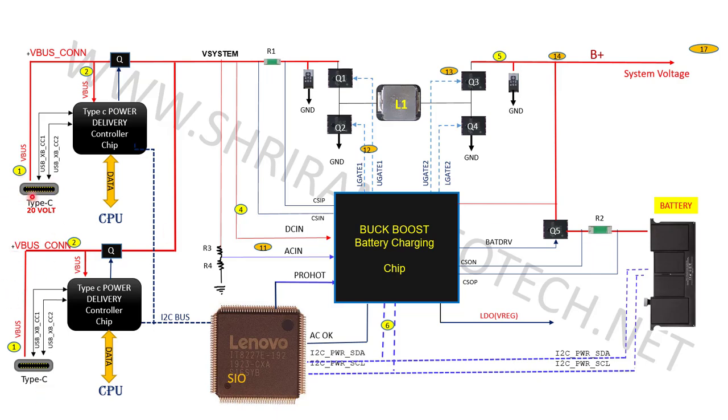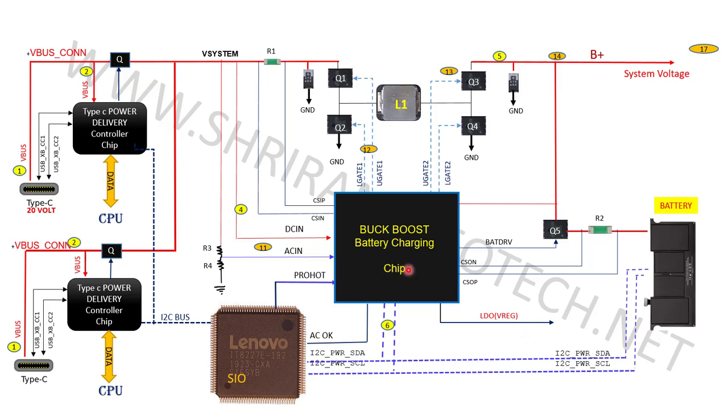When we remove the adapter from both sides, suppose we don't connect the adapter here or here, then the battery voltage, which is 13 volts, will pass through this Q5 MOSFET, and this voltage will come across here and go inside the computer system. That is called the system voltage. That means the voltage is either coming from here or here, or coming from the battery to the system. So okay, this is the concept of the buck boost converter. In this way this circuit works.